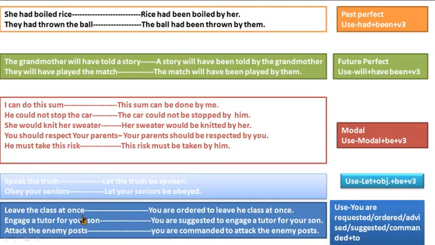Leave the class at once. This is an order. You are ordered to leave the class at once. Engage a tutor for your son. This is a suggestion. You are suggested to engage a tutor for your son. Attack the enemy post. This is a command. You are commanded to attack the enemy post.